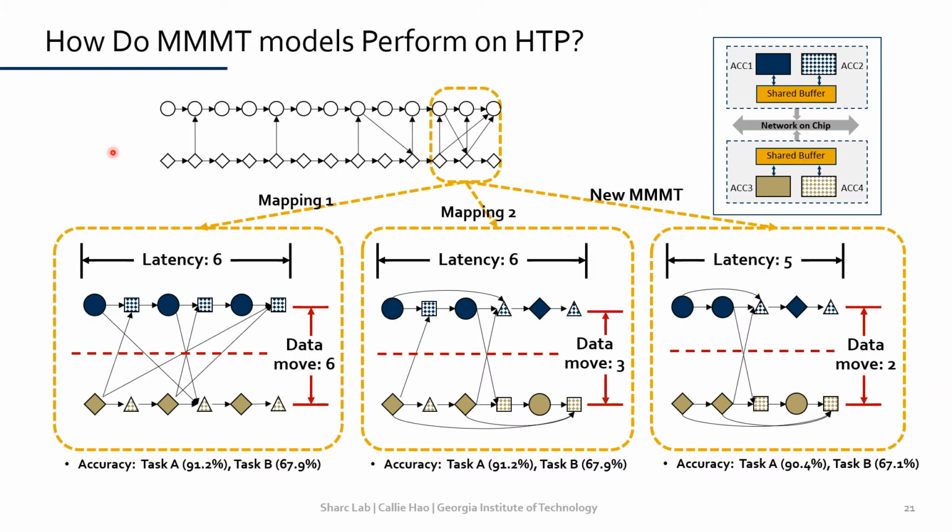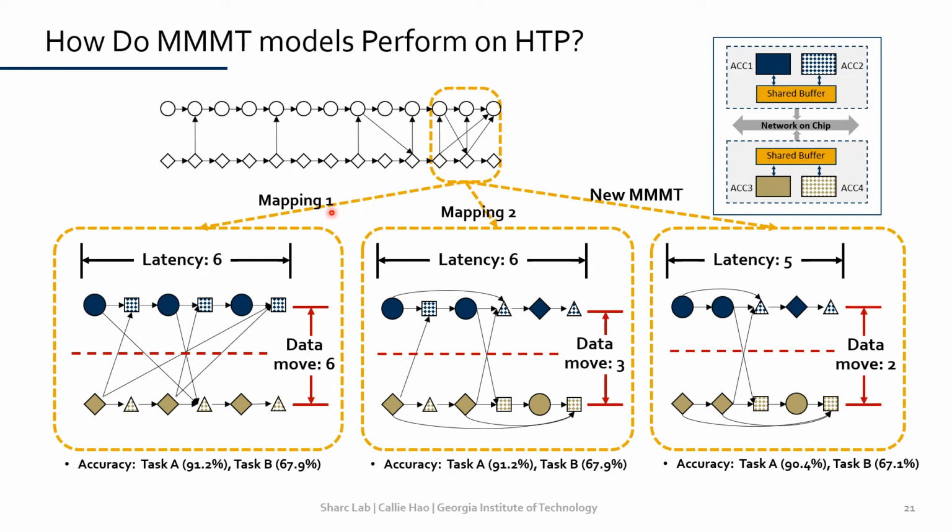This page shows 3 different mappings and different MMT architectures. Let's take a closer look at this part for now. So this is the first mapping. These 2 shapes represent the first task. These 2 shapes represent the second task. And the colors mean which accelerators they are mapped to based on this heterogeneous platform.